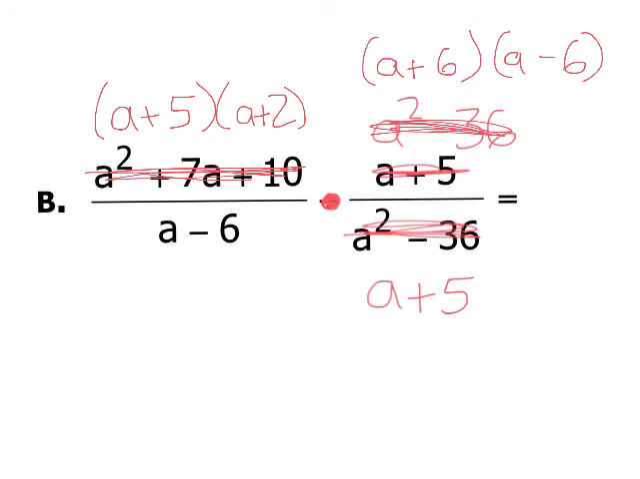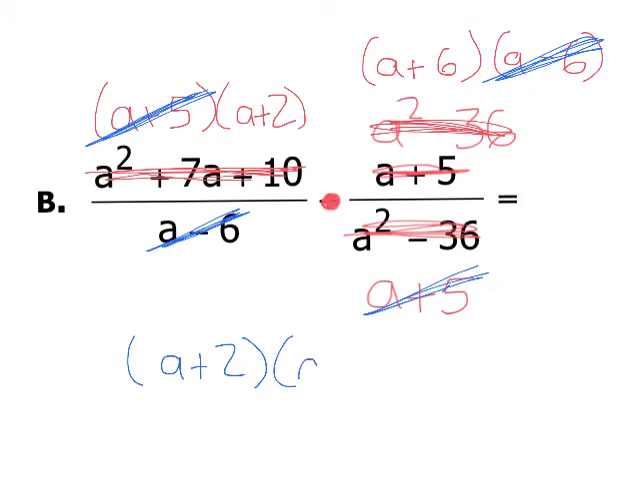So let's now cross reduce. Can I reduce anything top and bottom? A plus 5. Anything else? A minus 6. Anything else? No, there's nothing left on bottom, right? So on top, what am I left with? A plus 2 and A plus 6. So I stick those in parentheses. And then on bottom I have 1 if you want to, or nothing, right? There's my answer.